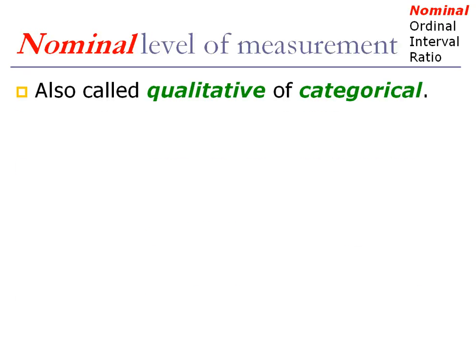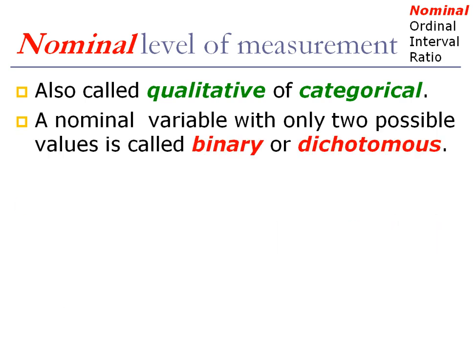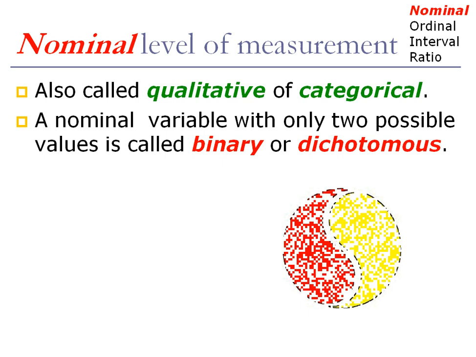For this reason, nominal variables are also called qualitative or categorical. Qualitative because they describe qualities, categorical because they really identify the objects we're observing as being in certain categories or other categories. There is a particular type of nominal variable that is used very often: the ones for which only two values are possible. These are called either binary, which means two values, or dichotomous, meaning cut in two. So there are only two options.